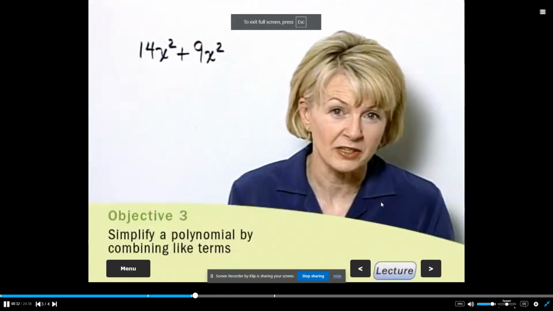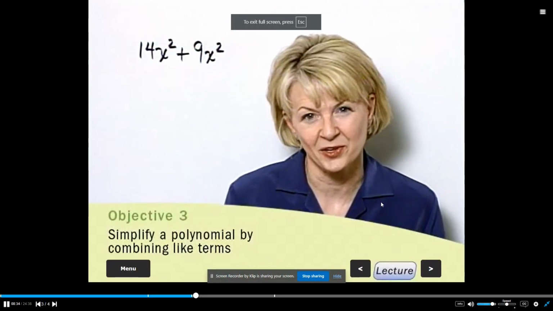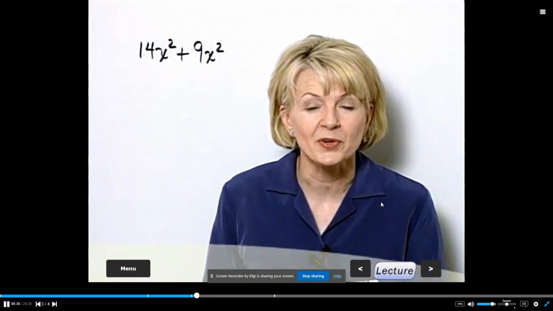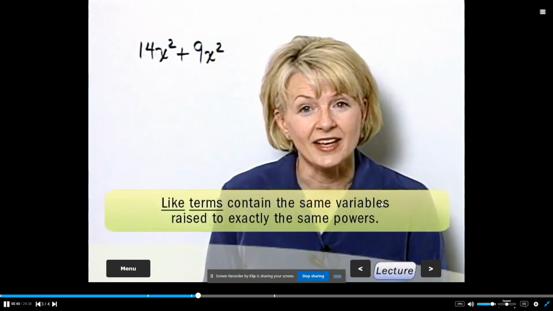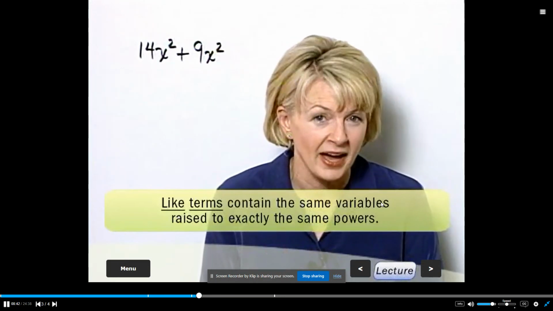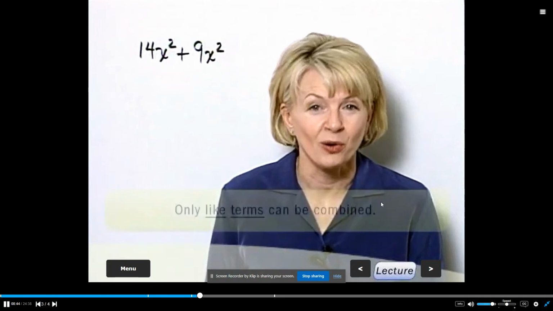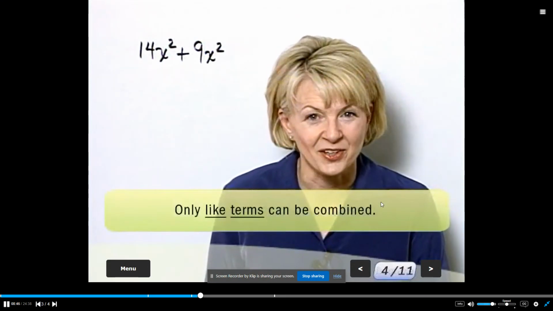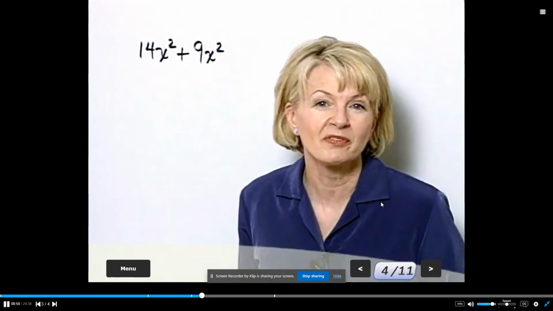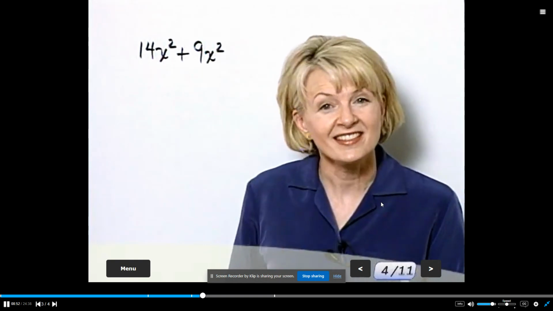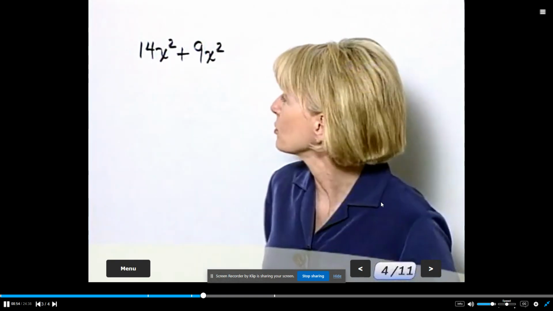Simplifying polynomials by combining like terms. First, remember that like terms contain the same variables raised to exactly the same powers. And remember, you can only combine like terms. So keep that in mind, and let's see if we can simplify this polynomial. Let's see if there are any like terms.